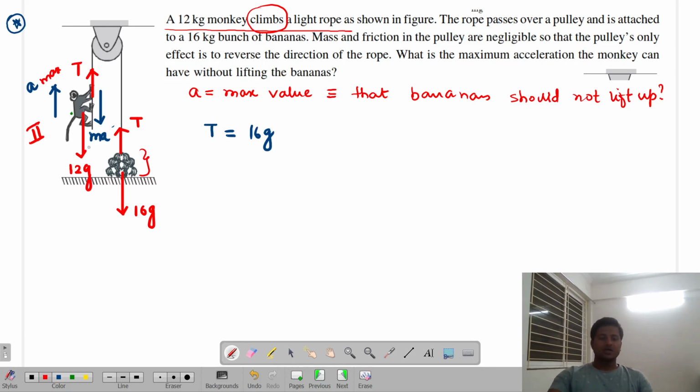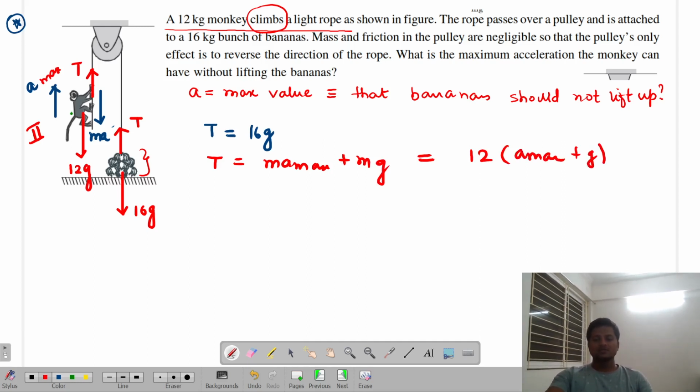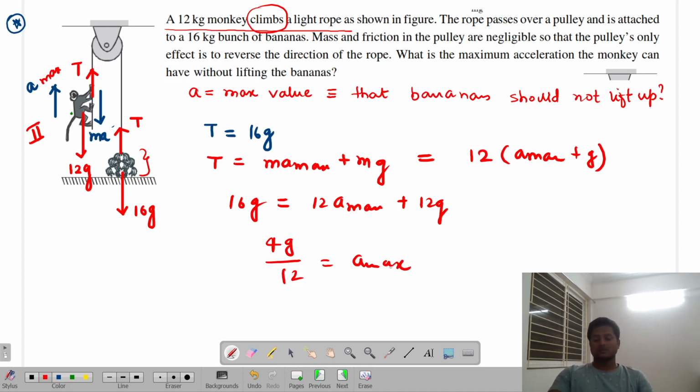So basically on the other side, the tension becomes how much? Maximally m a max plus mg. Are you able to get me or not? Which is nothing but 12. You can write 12 (a max plus g). Are you able to get me? Equate it: 16g is equal to 12 a max plus 12g. So 4g by 12 is equal to a max. Are you able to get me or not?